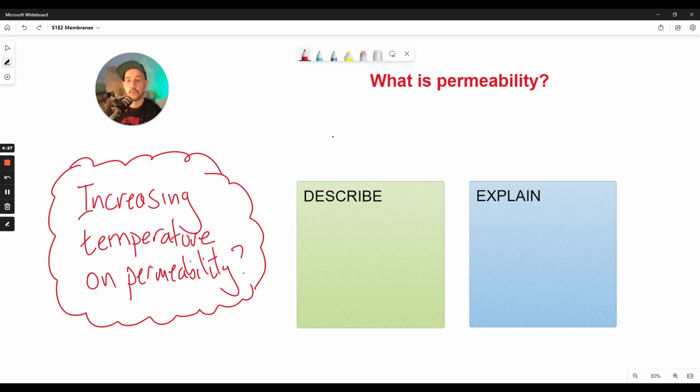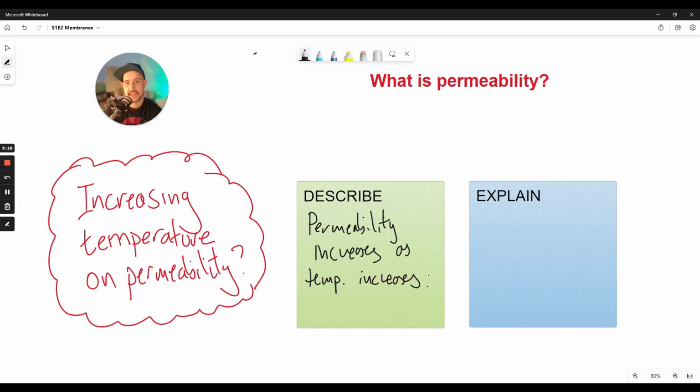So let's have a think about what happens to the rate, or the degree, of permeability as you increase temperature. We're going to describe first of all. To describe the effects of temperature on permeability, all you can say is that permeability increases as temperature increases. That's me simply describing what happens. So if you had a cell and you increase the temperature of the solution it's found in, it's going to start to allow things in and out of the cell a bit more quickly, because it's becoming more permeable. You've described it.